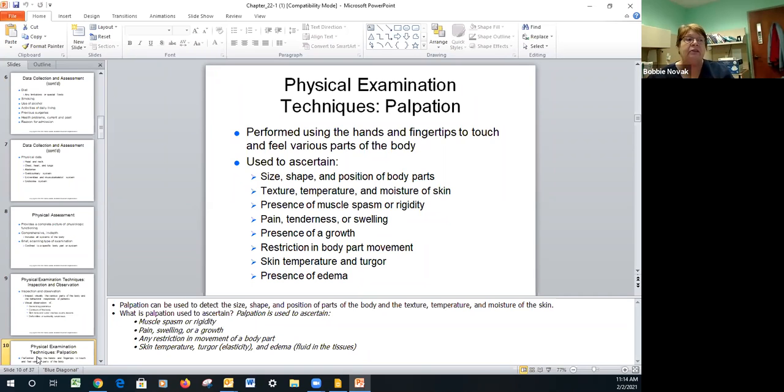And here we're looking to ascertain shape, size, and position of body parts, presence of tenderness, swelling, if maybe you feel a lump or a growth somewhere. You're looking at skin temperature, and if you use the back of your hand to check skin temperature, it's much more accurate than the palm. Presence of edema. So is there any swelling anywhere? This is what you're laying your hands on for.